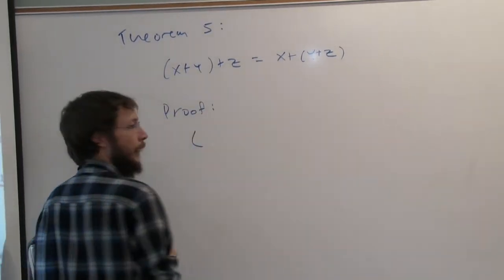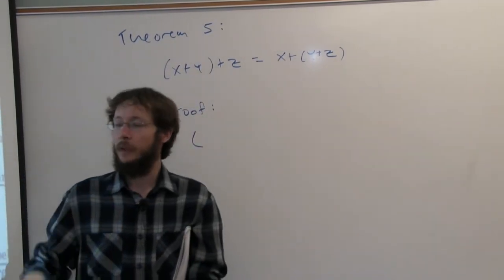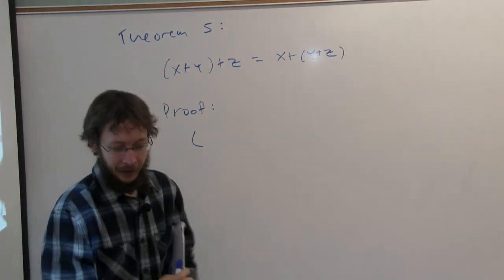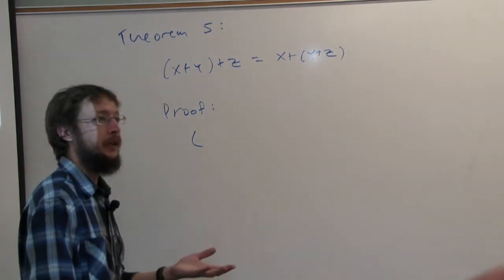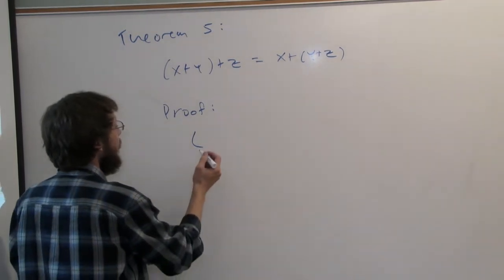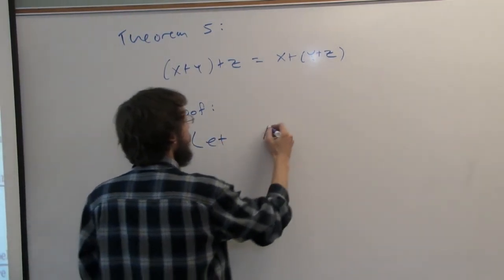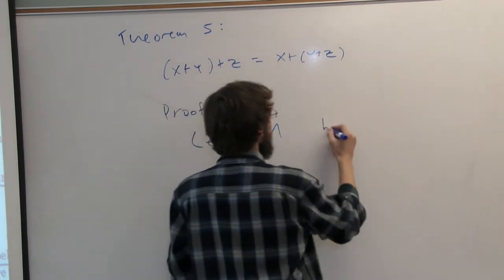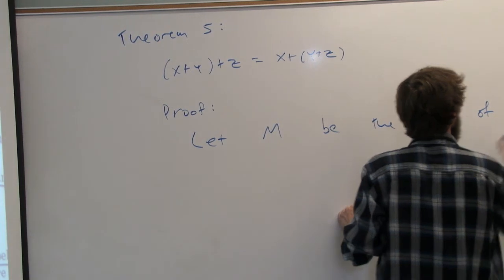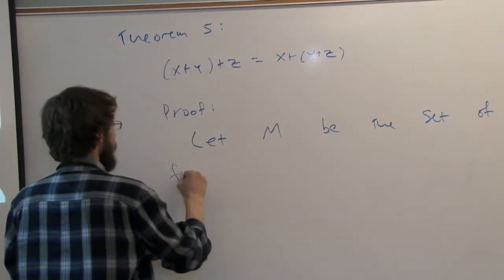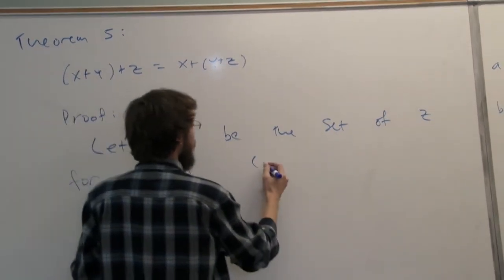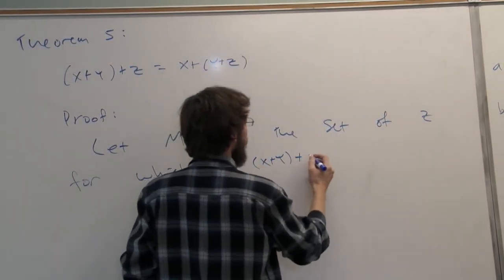Okay, so in the last proof of Theorem 4 that we talked about at the first part of class today, I kind of butchered that. Sorry about that. And we were using induction, and I forgot to mention that. But let's be real clear about it this time. Let M be the set of all numbers z for which the associative law holds regardless of x and y.